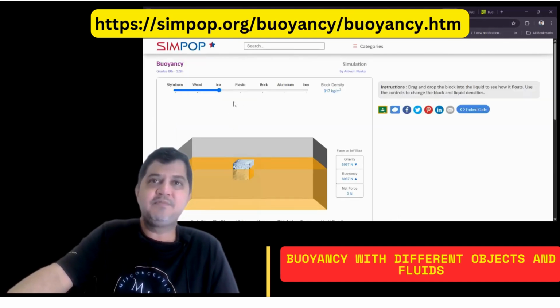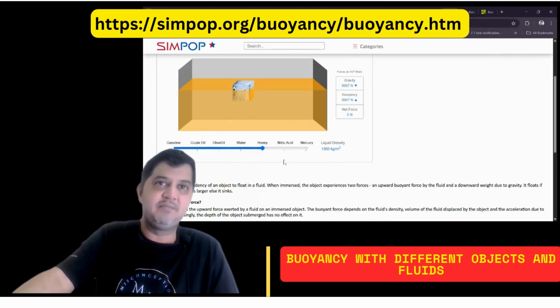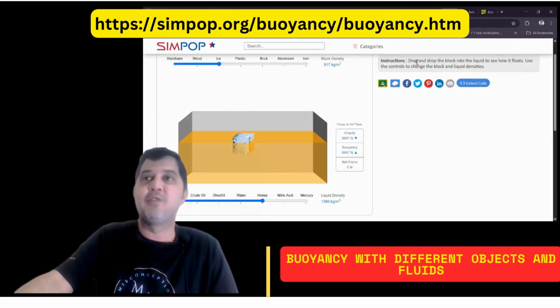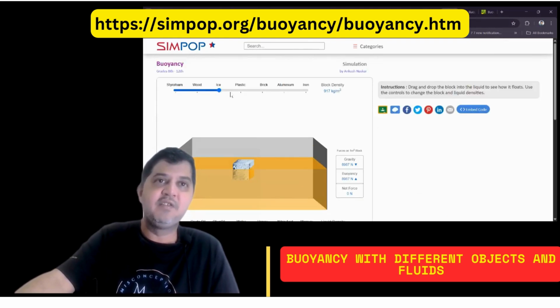So here you have the block density, and below you have the liquid density. You can change both of them. You can find out the value of gravity, that is the weight. You can find out the buoyancy value. You can find out the net force. Now what I'll do is, you can put it for different objects. I'll put styrofoam.